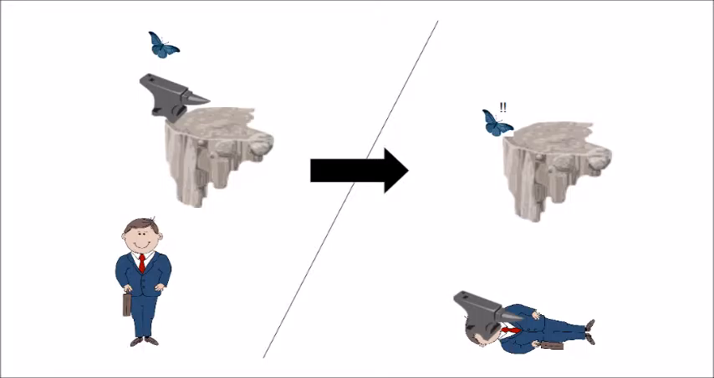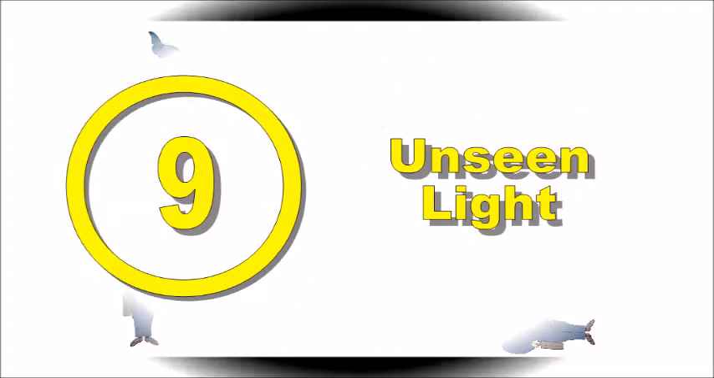This is also true of, you can actually have an anvil balanced on a ledge, and a butterfly can land on it, and then that causes the anvil to fall and kill someone. And if that butterfly wasn't there, that man would live. That's the theory of the butterfly effect.